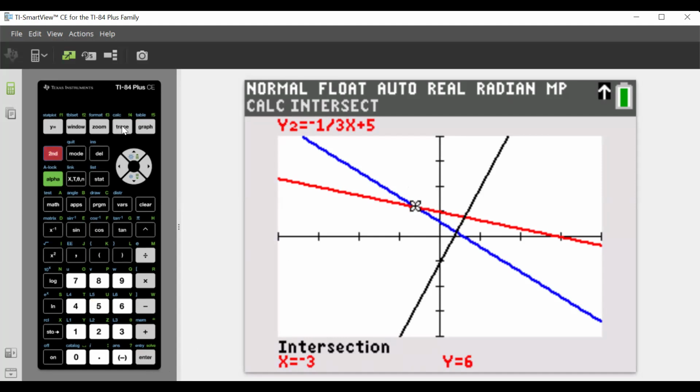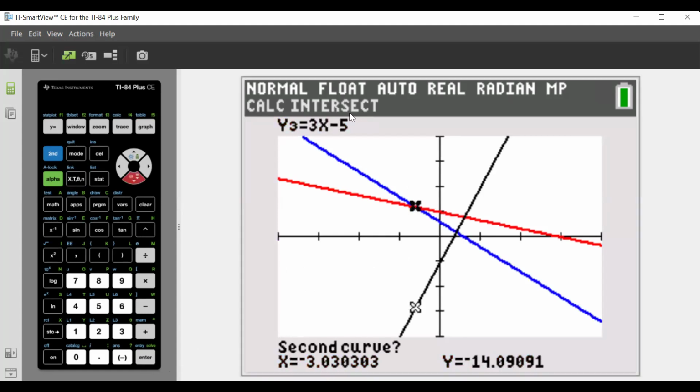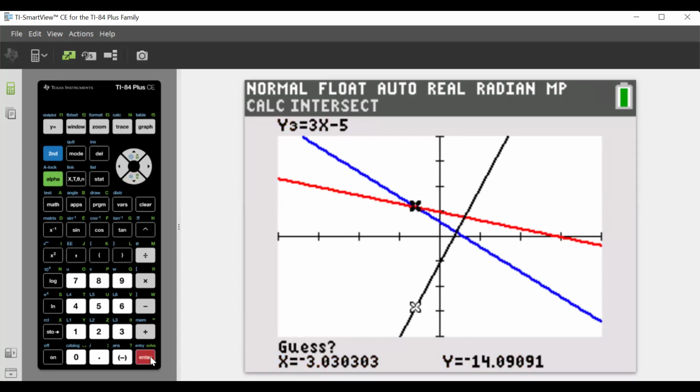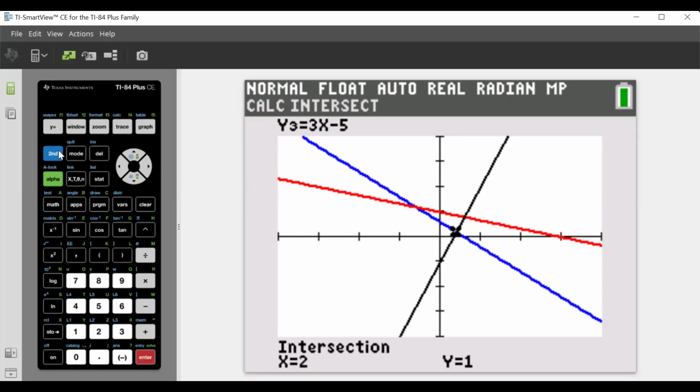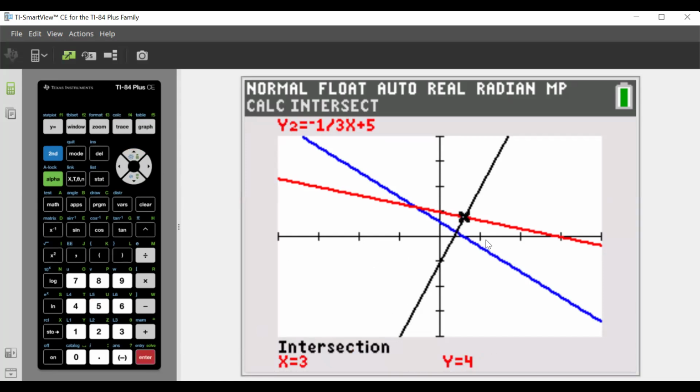Now let's do it again. Let's do 5, intersect. Choose the blue line and now the black line. So now we have to arrow down until we have the black line. Hit enter, and now we get our 2, 1. And then for our last one, we do second trace, number 5. Now let's start with the black line and also intersect the red line, and so we get our 3, 4.